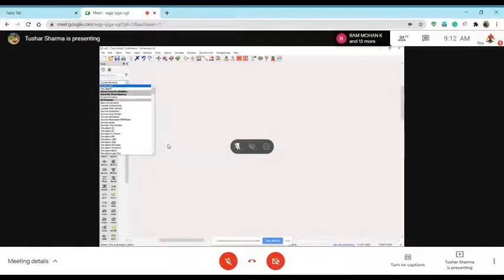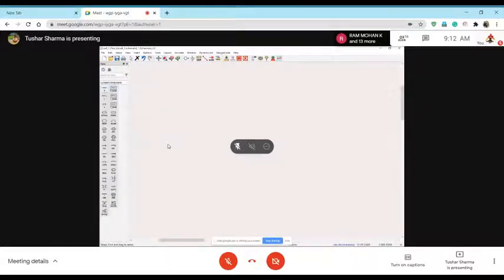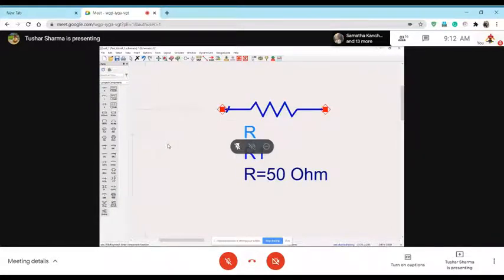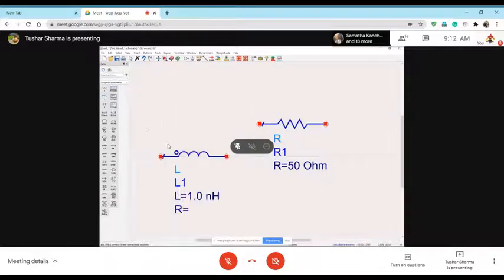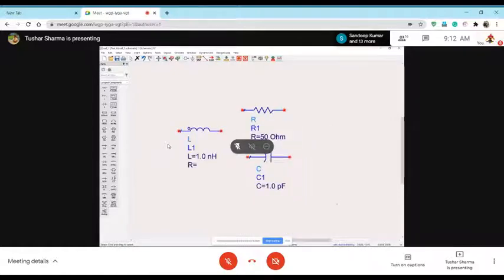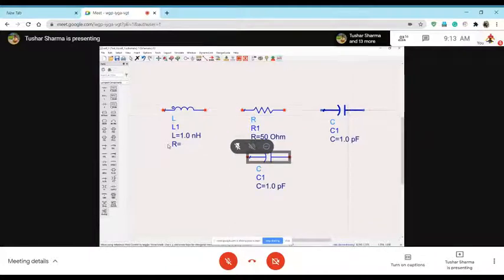So to start with, let me show you some basic things, right? I can put a resistor, I can put an inductor, I can put a capacitor. So these are all ideal resistor, inductor, capacitor. So if you want to do an ideal simulation, for example, if I ask you to make a resistor divider, you can use this resistor, you can copy this, paste it, and you can pretty much draw any circuit with the help of these ideal components. So these are ideal components.